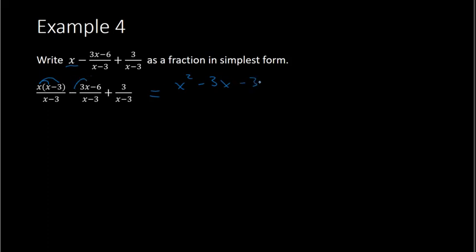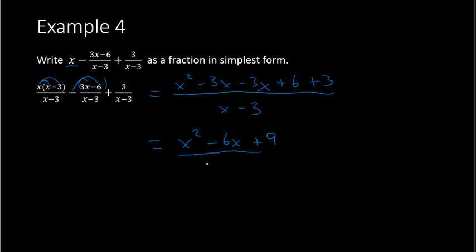3x, and you're also subtracting the 6, minus a negative 6, which becomes a plus 6. Then you have the plus 3 for the third fraction. And all of that is over x minus 3. Alright, and then I can simplify the numerator. We have x squared, and then negative 3x minus 3x would be negative 6x, and then 6 plus 3 would be 9. And then all of that would be over x minus 3.